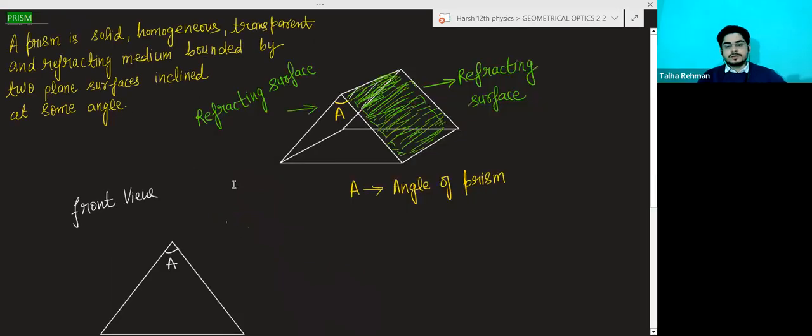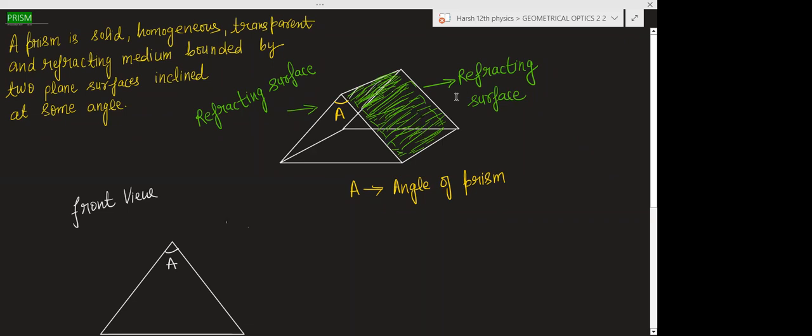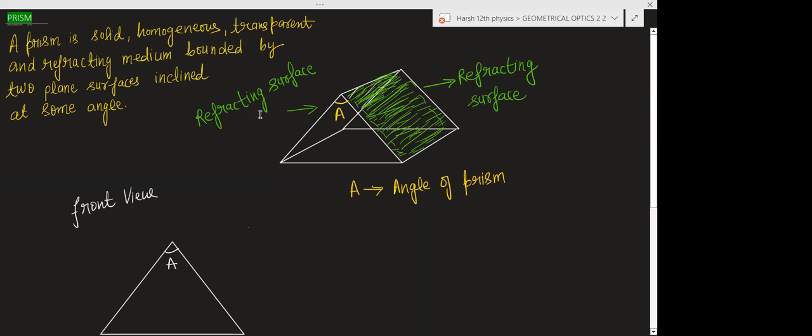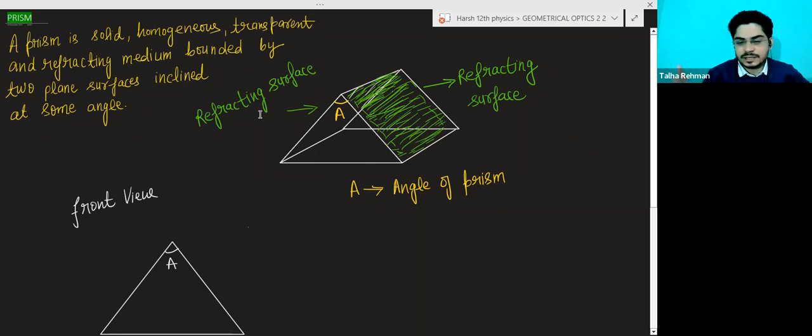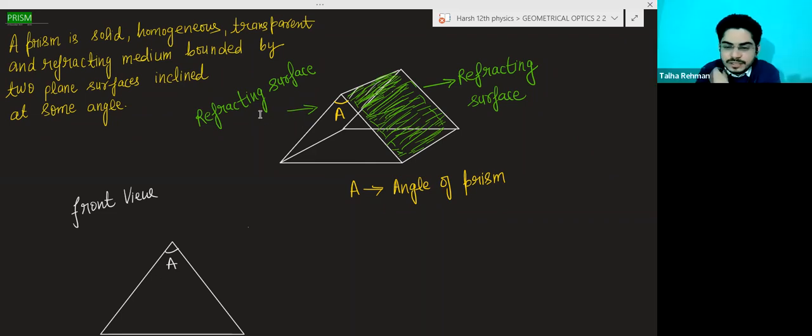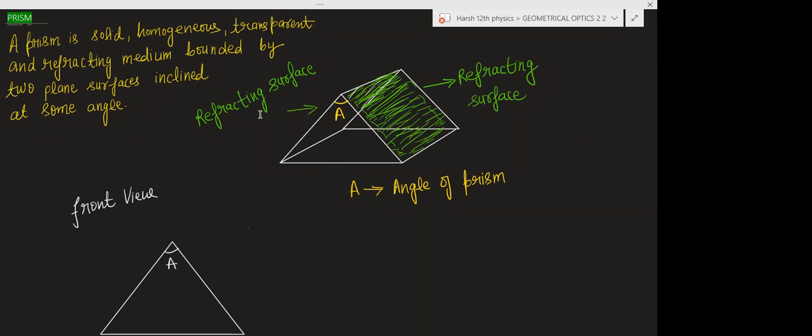Okay, so we'll discuss the prism now. What is a prism? This is a prism, see this diagram. Basically, a prism is solid. Have you seen a prism in your school lab? Yes, we have done the experiment to find the minimum angle of deviation. We will also derive that here.